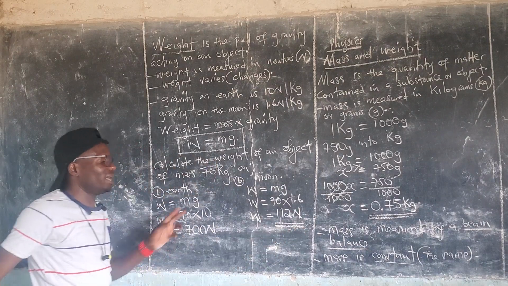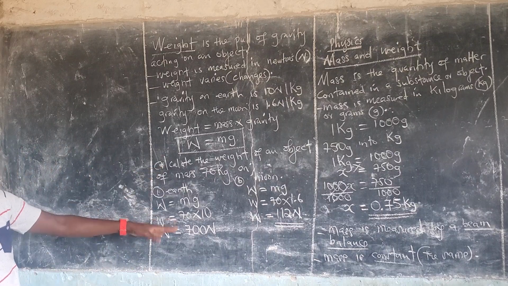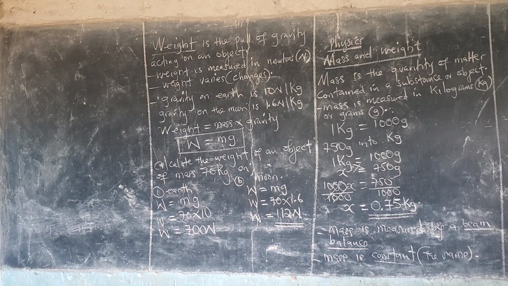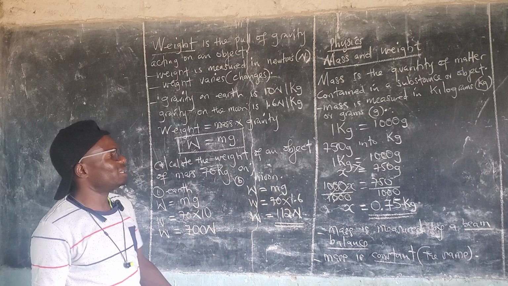Newtons. So if you compare the two, we're saying on earth there is more weight than on the moon. That's why they say there is no gravity on the moon. It's there, but it is the smallest, it is the least, but mass.